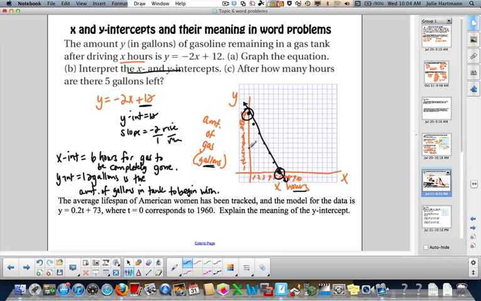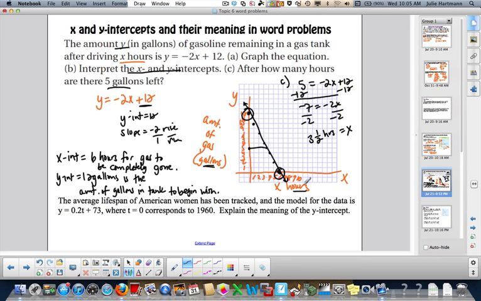Alright, so part C, after how many hours are there 5 gallons left? Well, if you look here, 5 gallons. How many hours is that? That's kind of in between. I think that's about 3.5. But how we can figure that out is we know gallons goes in for Y. So this is part C, I'm going to do it over here. Our Y, we want that to be 5, equals negative 2X plus 12. Let's solve that. Minus 12. Negative 7 equals negative 2x, and divide by negative 2, that's 3.5.